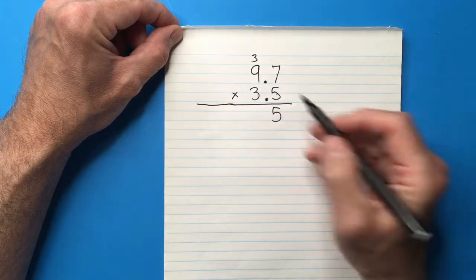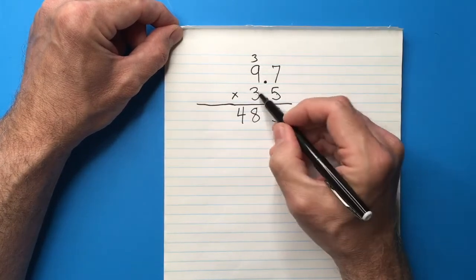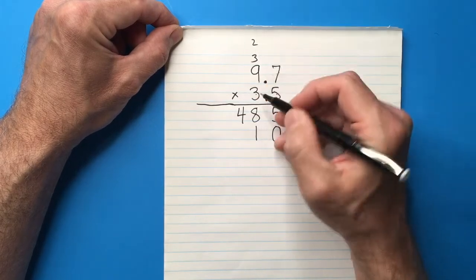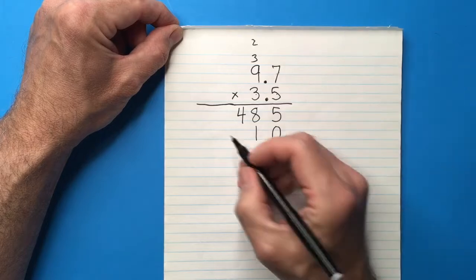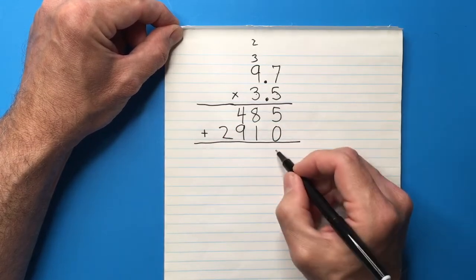5 times 9 is 45, plus 3 is 48. Okay, now put a 0 here. 3 times 7 is 21. 3 times 9 is 27, plus 2 more is 29. Now I'm going to add these up.